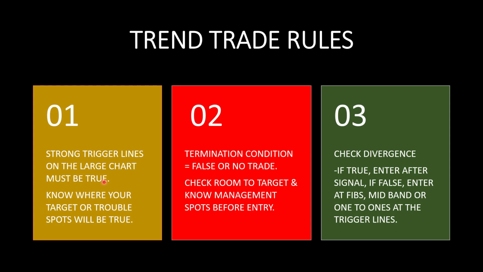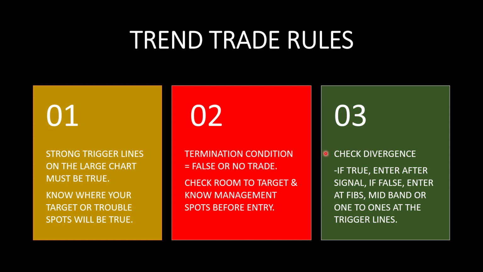The second rule is to double-check termination conditions. This is one of the most important rules when taking a trend trade. We will spend a lot of time going through termination conditions in the upcoming slides. Again, much like rule number 1, you need to make sure that you have room to your profit target and know where any management spots may be before you place your entry.